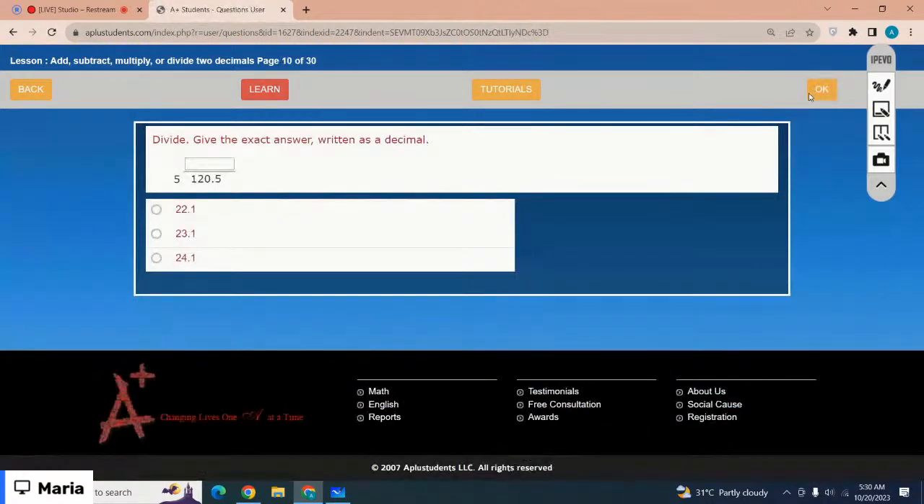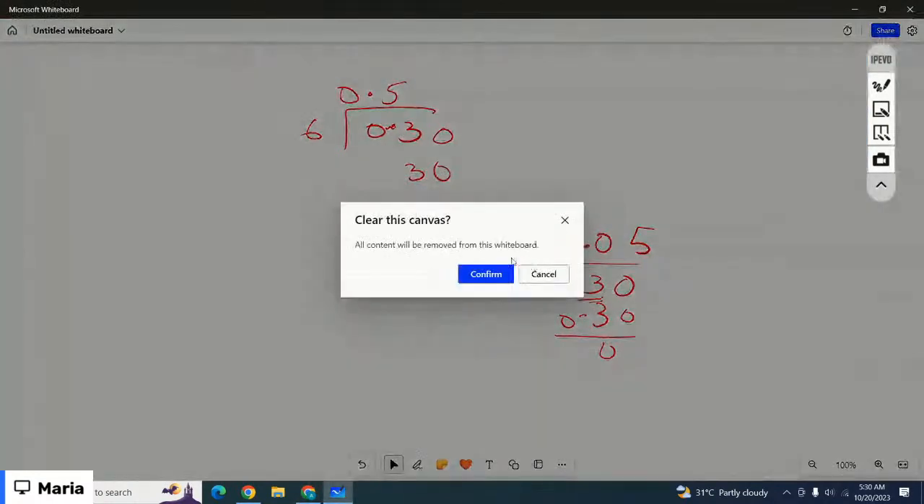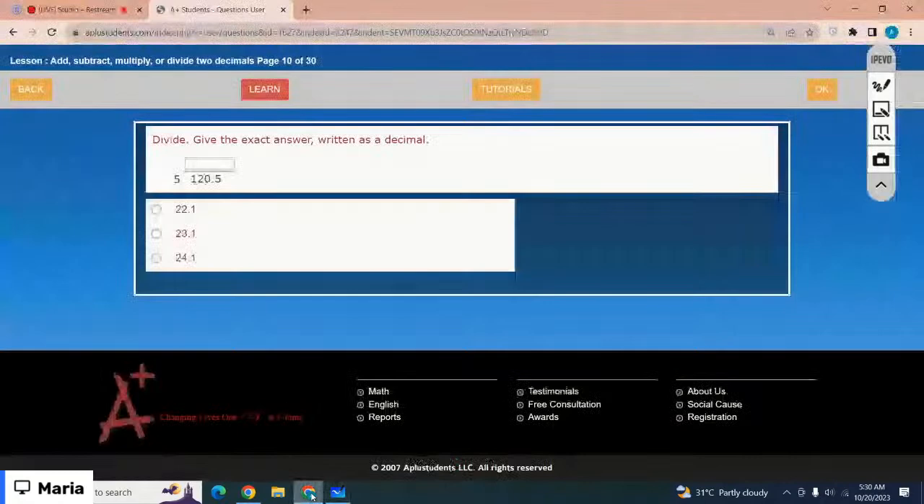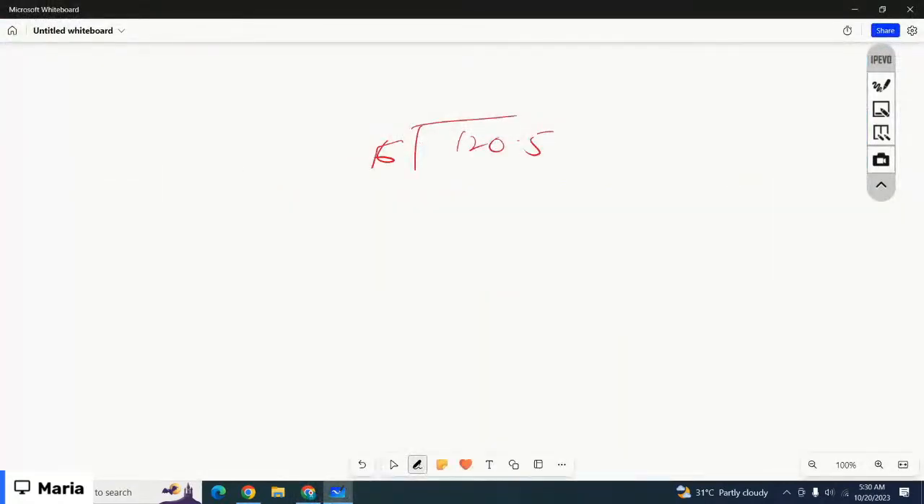The next one is you have to divide 120.5 by 6 or by 5? By 5. Okay, we can go for 5 times 2 is 10. Now bring 0 down, we can go for 5 times 4 is 20. Put the decimal point, bring 5 down. 5 times 1 is 5. So that means that is 24 point.